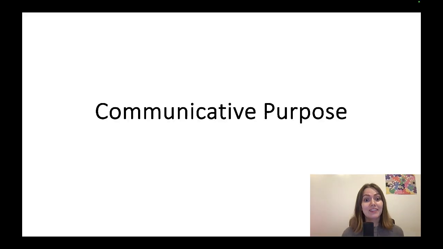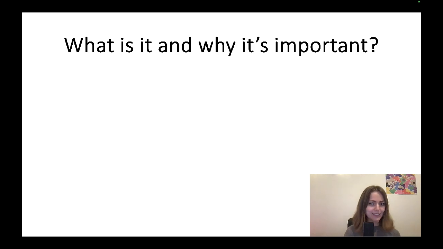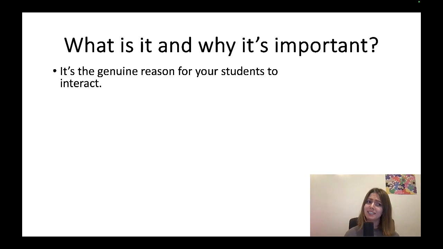Right, so this something is called communicative purpose. Now, what is it and why do we need to remember about it? As the name might suggest, it's the genuine reason for your students to interact. So it's the why of this whole interaction thing. And it's not when they pair check their answers to a gap fill. It's whatever meaningful communication they have.